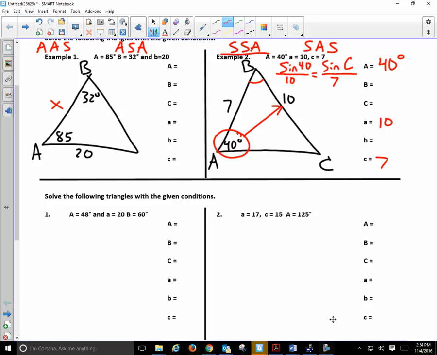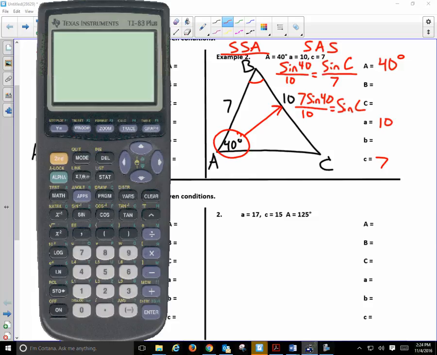Let's solve for sine of C. What will I multiply both sides by? I want to solve for sine of C, so I multiply both sides by 7. I get 7 sine of 40 over 10 is equal to sine of C. Let's figure out what 7 sine of 40 over 10 is. 7 sine of 40, parenthesis, divided by 10. I get 0.4499.